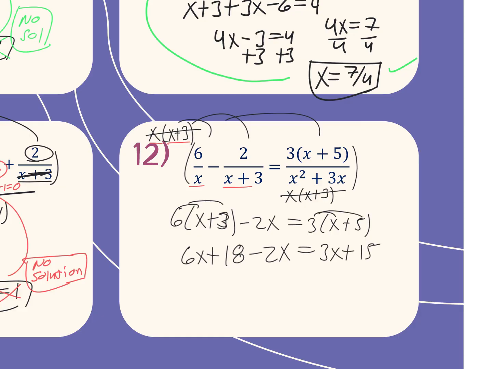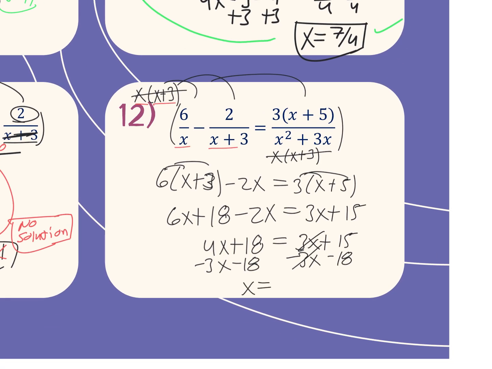All right, so then I can combine like terms. I get 4x plus 18 equals 3x plus 15. Get the x by itself, subtract 3x on both sides, subtract the 18 on both sides, and I get x equals negative 3, right? But when you plug in negative 3 over here, we get negative 3 plus 3, which is 0. And I don't want 0 in the bottom. This is another no solution.